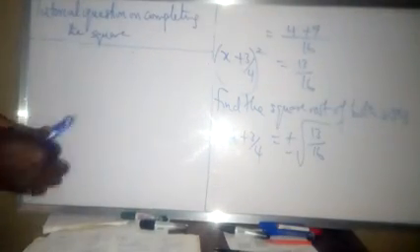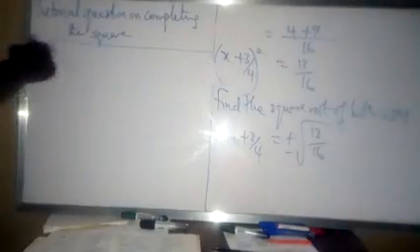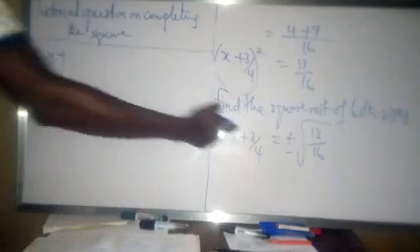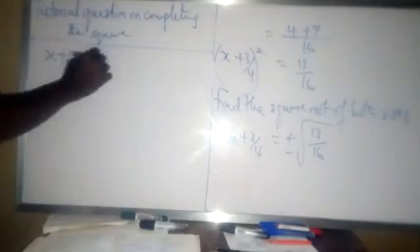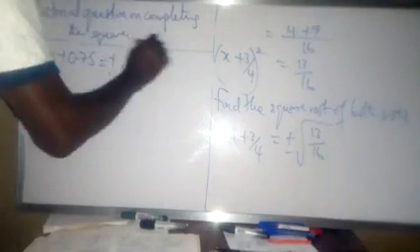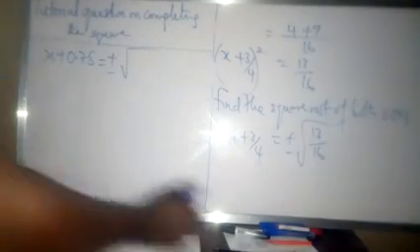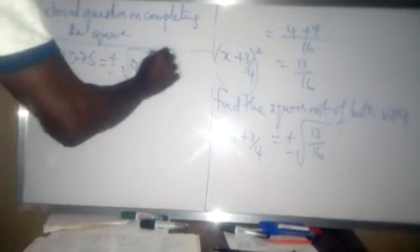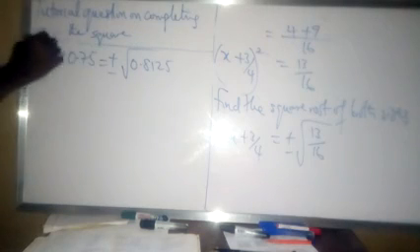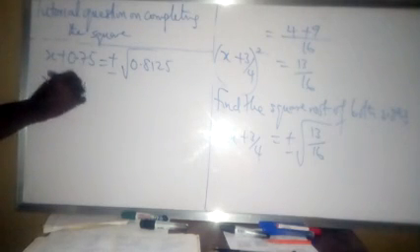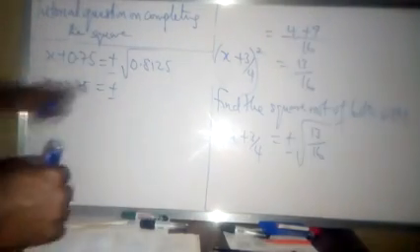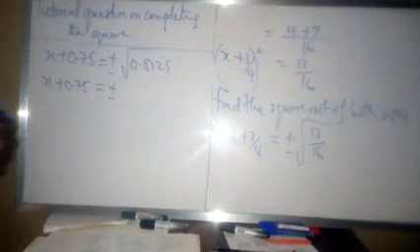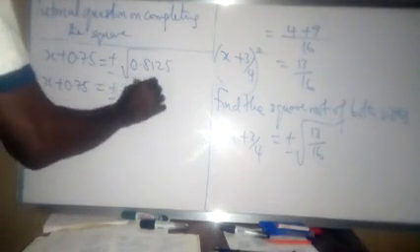Now to make it easy, x plus 3 over 4 in decimal places is x plus 0.75, which is equal to plus or minus the square root of 13 over 16, that is 0.8125. So we have x plus 0.75 equals plus or minus the square root of 0.8125. I hope we are there. What is the square root of 0.8125? That is 0.9014. You check your calculator, you're going to have that as the square root.